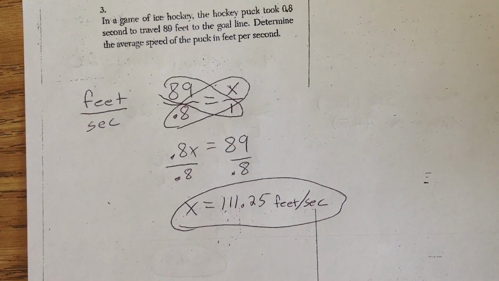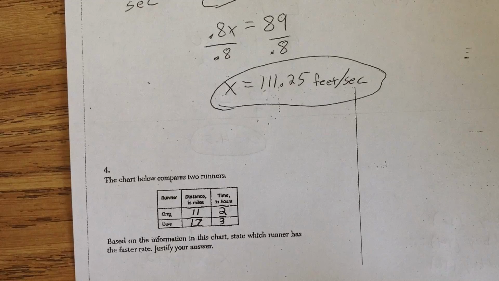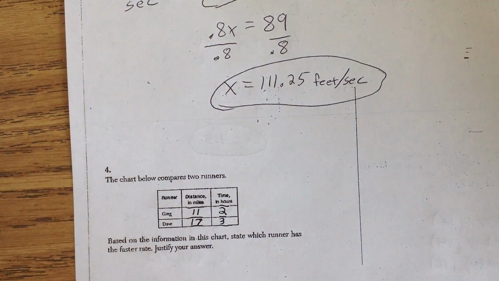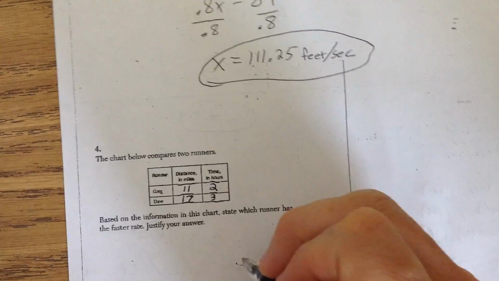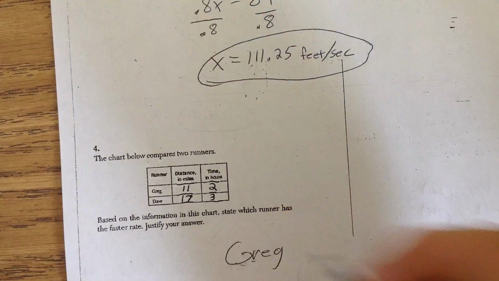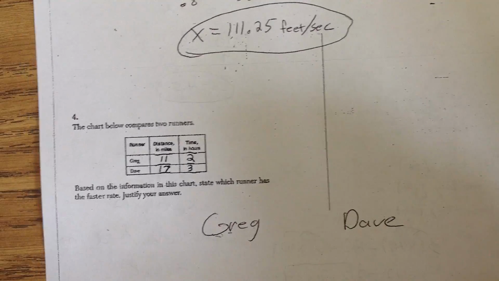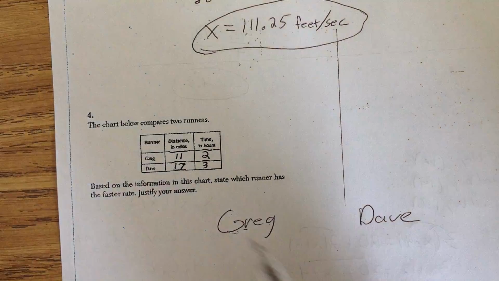All right, let's take a look at number 4. The chart below compares 2 runners, so we've got Greg and Dave. Based on the information in this chart, state which runner has the faster rate. Justify your answer. All right, so we're pretty much going to do the same exact thing that we did up above, only we're going to do it twice. We're going to do it once for Greg, and we're going to do it once for Dave, and we're going to see who's faster. But the process is pretty much exactly the same.